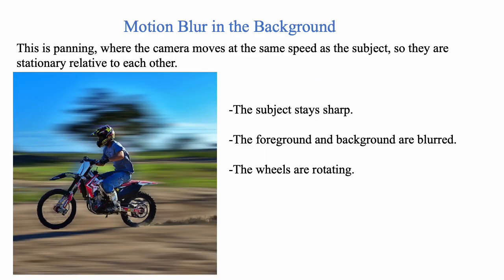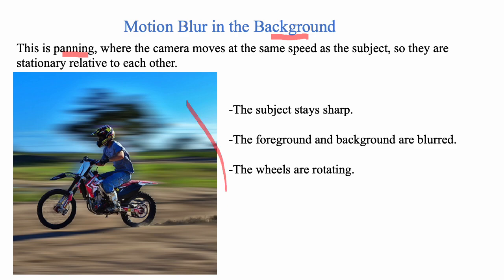In my last video, I talked about motion blur on the subject, which is the most common type of blur. And it occurs when the subject is zipping right past us, so the back edges of the subject become blurred. This is motion blur in the background, and it's called panning, where the camera moves at the same speed as the subject, so they're stationary relative to one another.